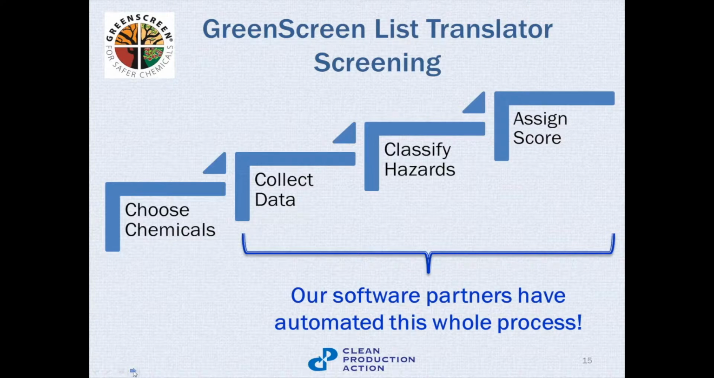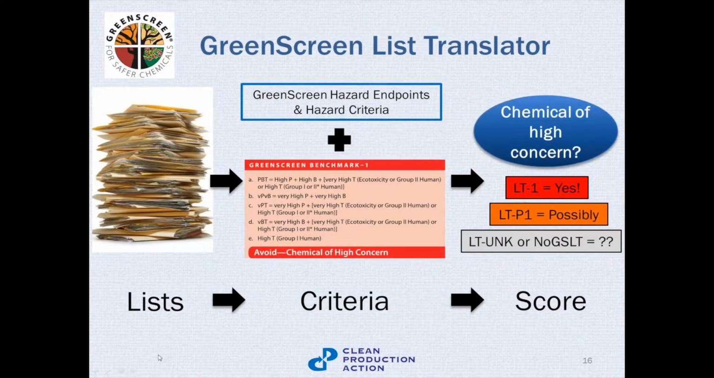In terms of how GreenScreen List Translator screening is done, it's the exact same steps that we talked about for GreenScreen for Safer Chemicals. You identify the chemical, collect data, classify hazards, and assign the score. When you collect data, you just use list-based data, and when you assign the score, you just use benchmark 1. But everything else in classify hazards is exactly the same. And in this case, our software partners have automated this whole process, so it can happen in seconds, which is amazing.